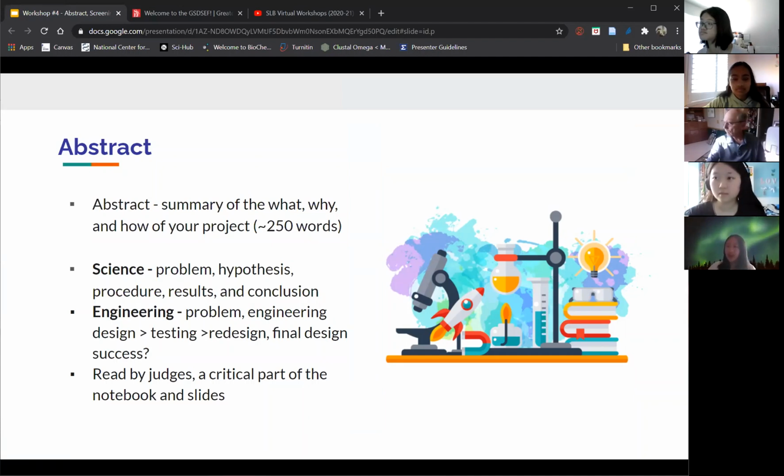So this kind of varies with science and engineering projects. For science projects, you would cover the problem, hypothesis, procedure, results, and conclusion. And then for the engineering projects, you would cover the initial problem, the design process, testing, redesign, and evaluate the final design success. So note that the abstract is the first thing that categorical and professional society judges read. So it's really, really important. And it's one of the first impressions that you'll make on them. We'll also, like Jessie said, be having a breakout room with sample statements and a further breakdown of this abstract if you've never written one before.